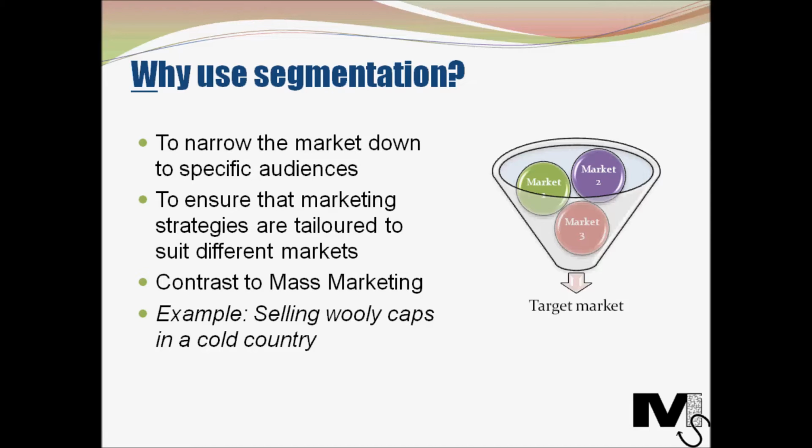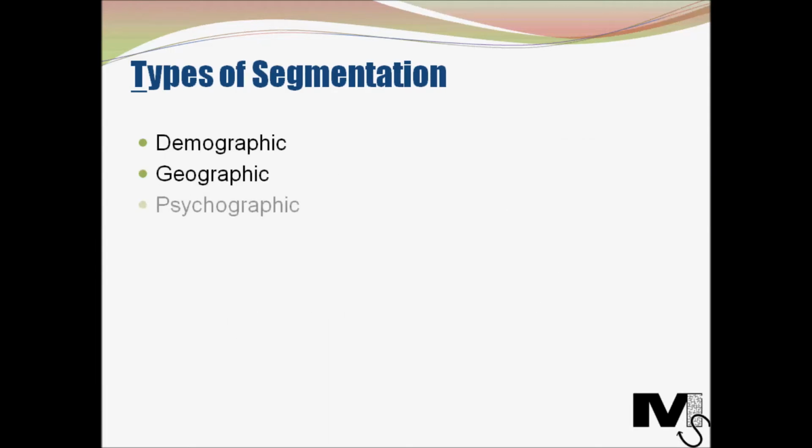For example, if you're trying to sell woolly caps to a hot country, to a tropical hot country, it's not really going to work. If you're selling woolly caps, you should be selling it to a cold country. So that brings us to the first type of segmentation. There are 4 types basically: demographic, geographic, psychographic, and behavioral.